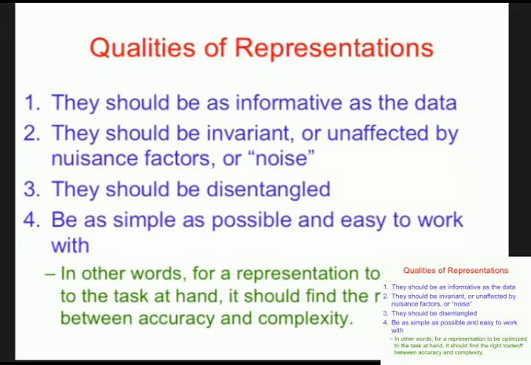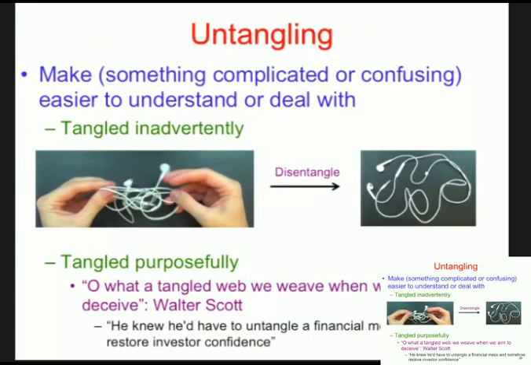In other words, for a representation to be optimized to the task at hand, it should find the right trade-off between accuracy and complexity. So these are, again, the broad goals here. So if you're working with any domain, you can say, well, I would like to find representations that are meaningful. And this has implications for the explainable AI part of it.